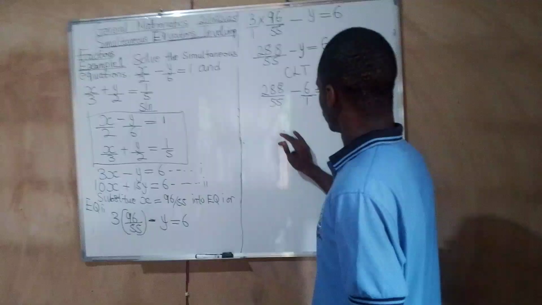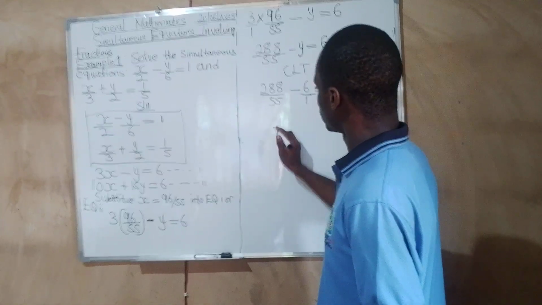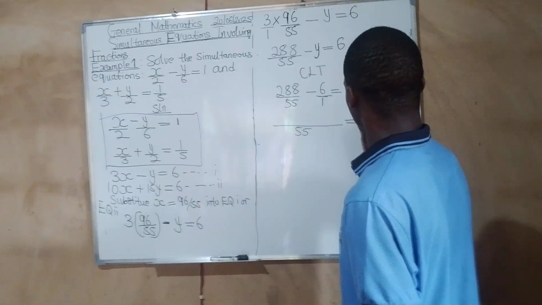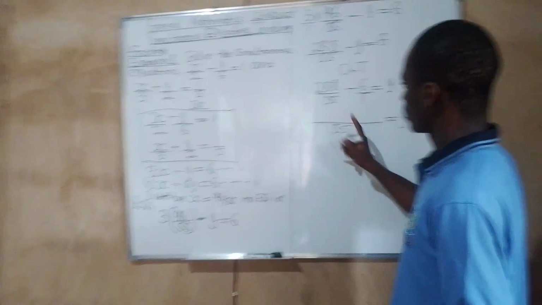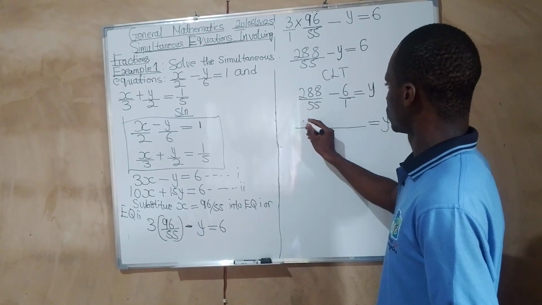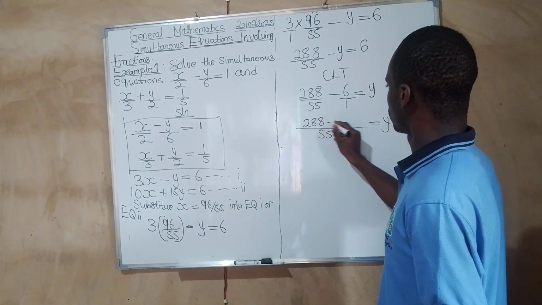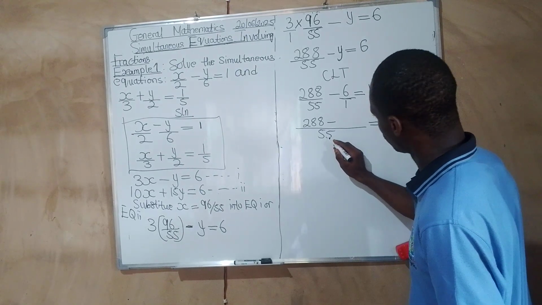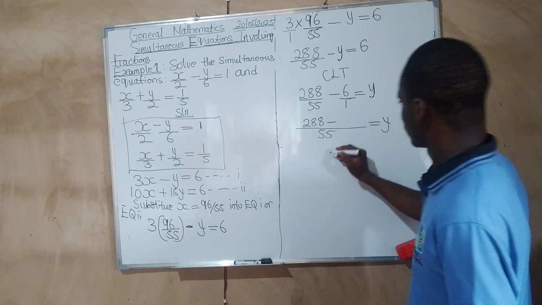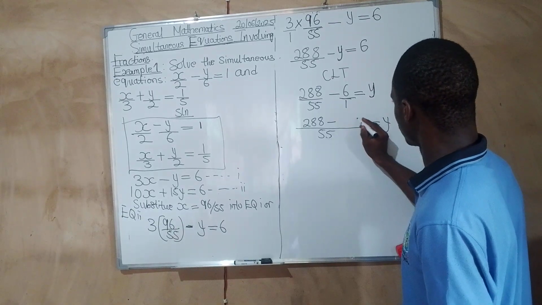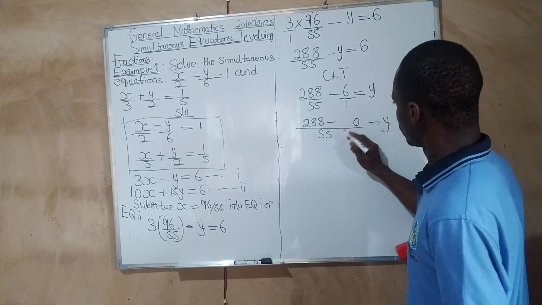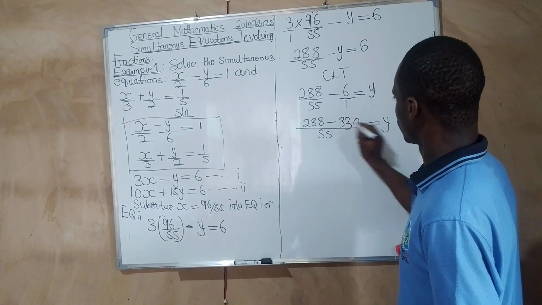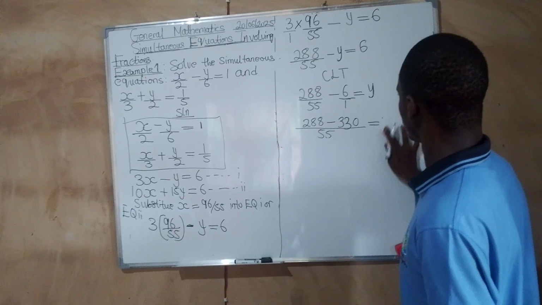So now the LCM of 55 and 1 is definitely 55, which is equal to y. 55 by 55, 1. 1 times 288 is 288. Minus 1 times 55, 1 divided by 55 is 55. Then 55 times 6: 6 times 5 gives us 30, put down 0, that's 330. Then 6 times 5 gives us 30 plus 3, that is 33. That's 330 equals y.